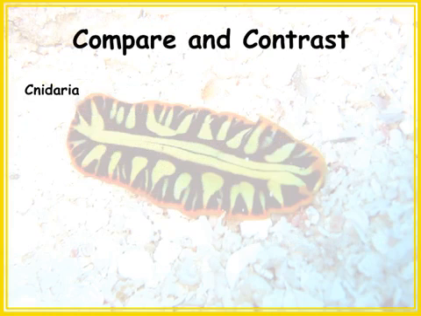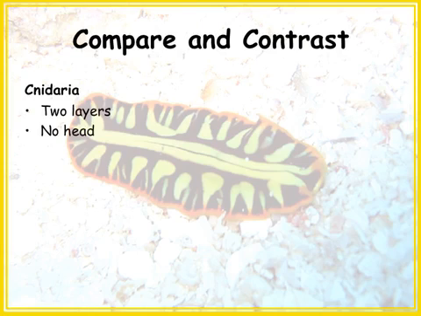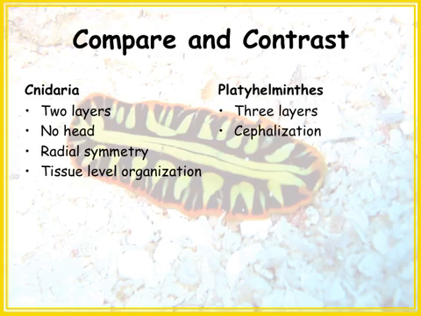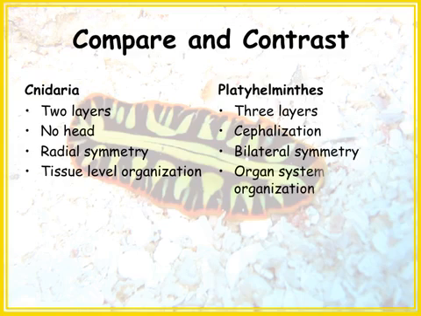So let's compare and contrast cnidarians. Cnidarians have 2 layers, 2 embryonic germ layers. They do not have a head. They have radial symmetry, and they have tissue-level organization. Platyhelminthes, on the other hand, have 3 embryonic germ layers. They do have a head. They have cephalization. They are bilaterally symmetrical, and they have organ system level organization.